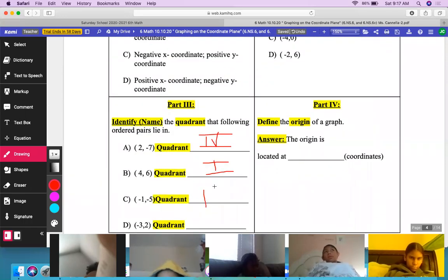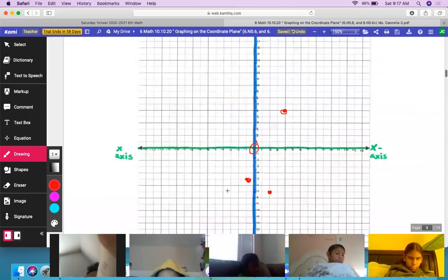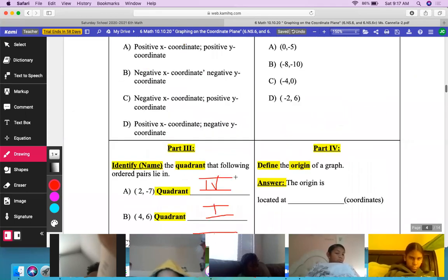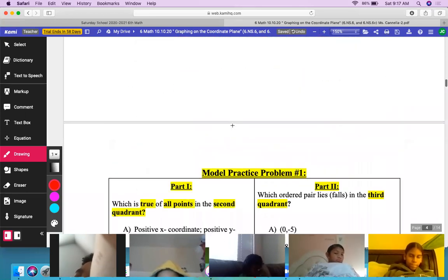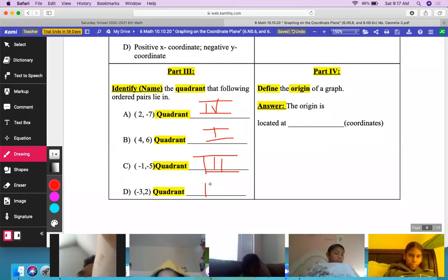Last but not least, Daniel, we want -3, 2. -3 is to the left, and we want to go up to, what is it? Positive 2. -3, +2. Daniel, what quadrant is this red dot? Quadrant 2. Excellent job. Anyone have any questions?